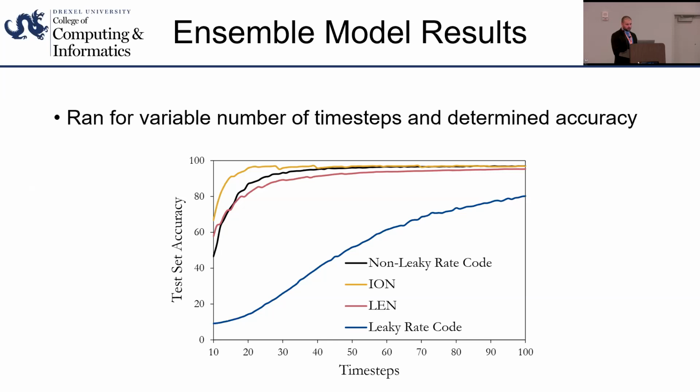And for our ensemble models, we also ran for a variable number of time steps from 10 to 100 and compared the accuracies. On this graph, the yellow line represents the ION model, and the red line represents the LEN model. So our non-leaky ION model, again, performed better than our leaky LEN model, and its accuracy also increased more quickly as a function of the number of time steps.